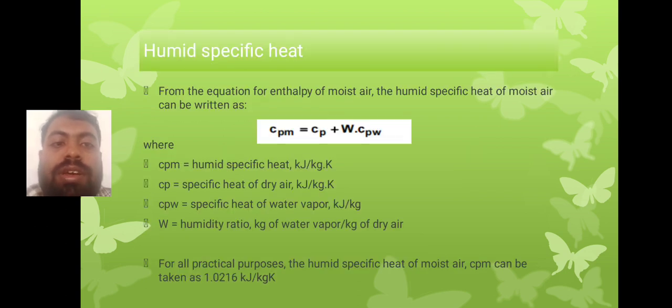Humid specific heat. From the equation for enthalpy of moist air, the humid specific heat of moist air can be written as Cpm = Cp + W Cpw, where Cpm is the humid specific heat in kilojoules per kg Kelvin, Cp is the specific heat of dry air, and Cpw is the specific heat of water vapor, where W is the humidity ratio, which is kg of water vapor per kg of dry air. For all practical purposes, the humid specific heat of moist air, Cpm, can be taken as 1.02 kilojoules per kg Kelvin.